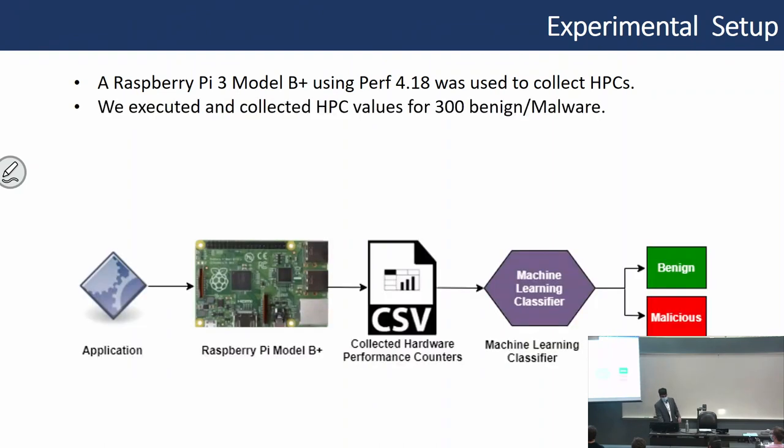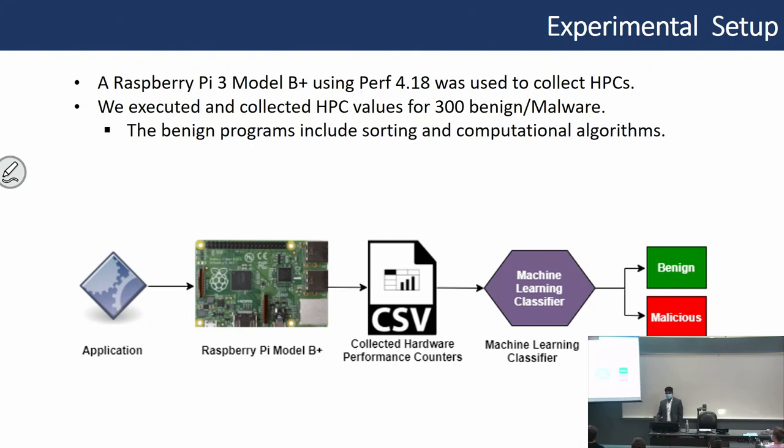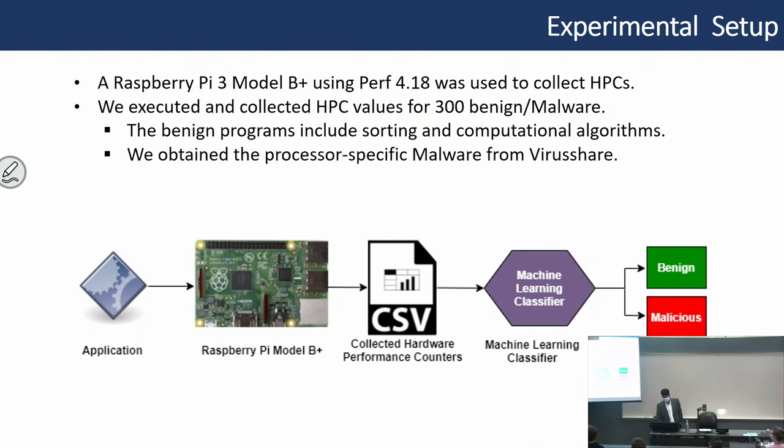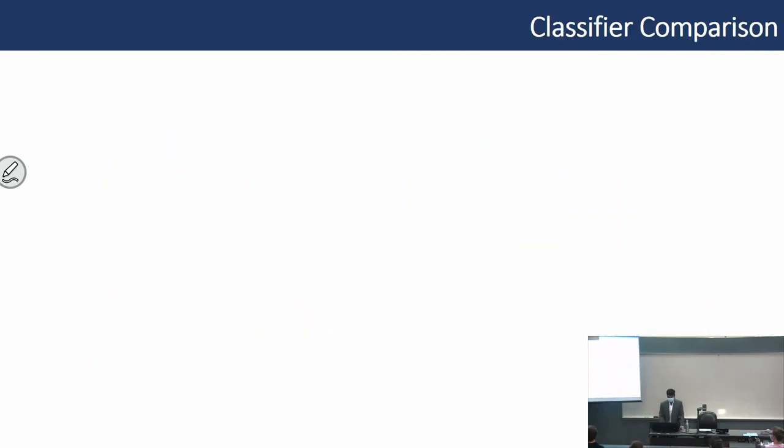So this was our experimental framework. We executed and collected HPC values for 300 benign programs and malware. The benign programs consisted of various sorting and computational algorithms, as well as SPEC benchmarks. And we obtained processor-specific malware from VirusShare. VirusShare is a very interesting website. You can create a login, and you can download real-life malware. And they will tell you, these are ARM malware, these are x86 malware, these are SPARC malware, and so on. Okay? But please don't run it on your PC and then blame me. I wouldn't like that. So anyway.